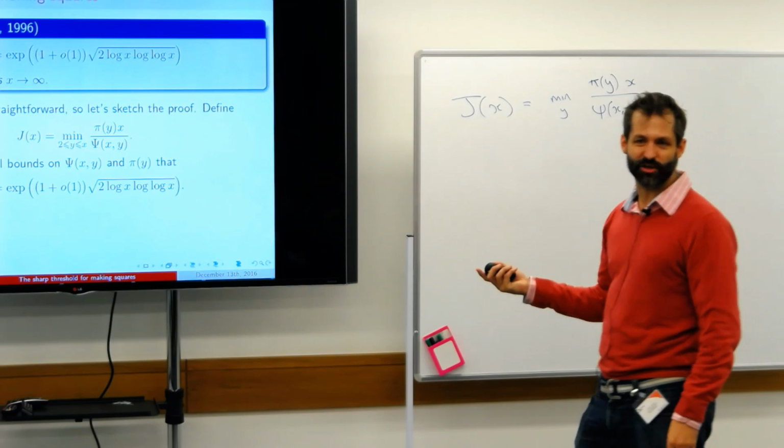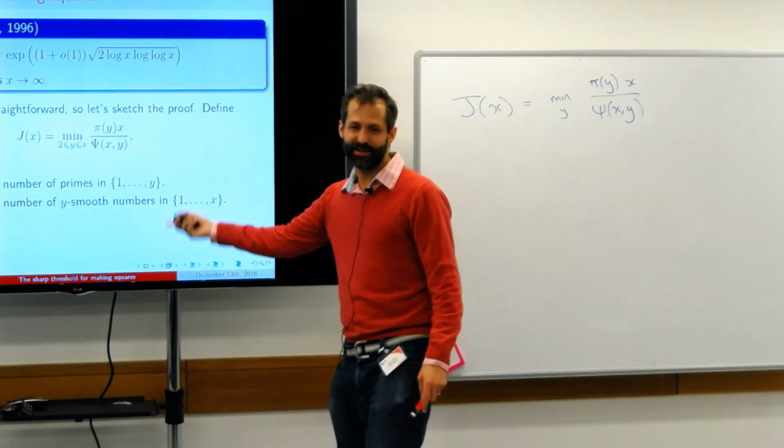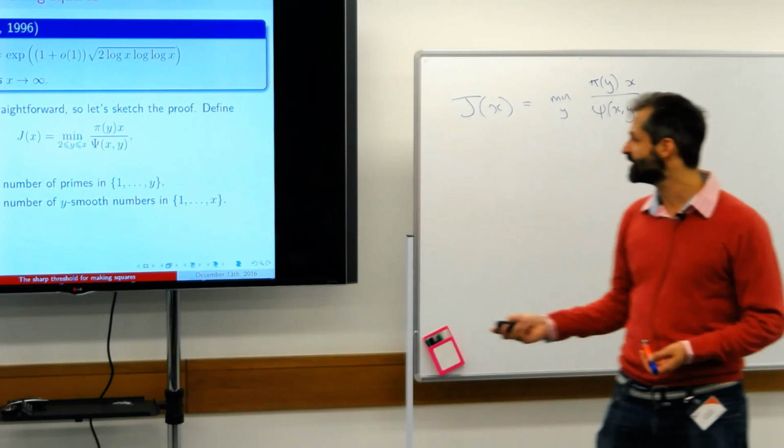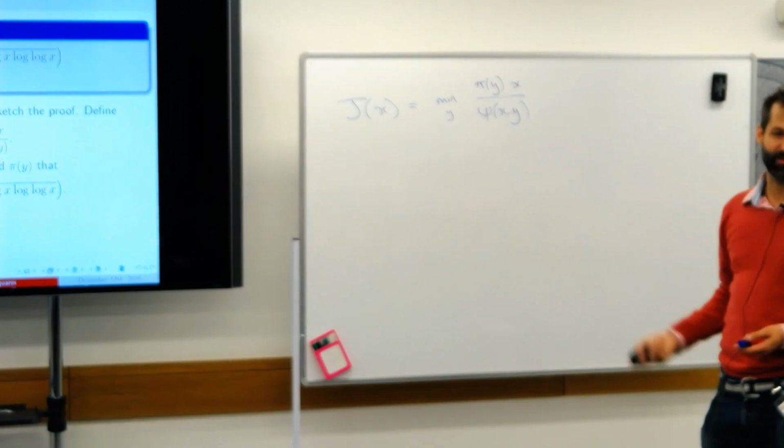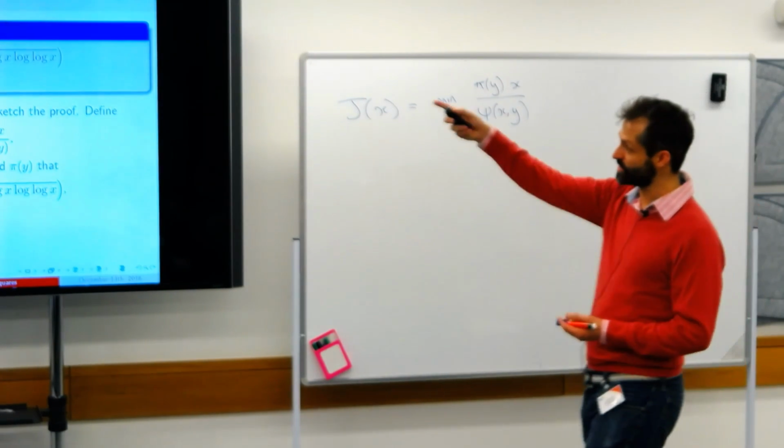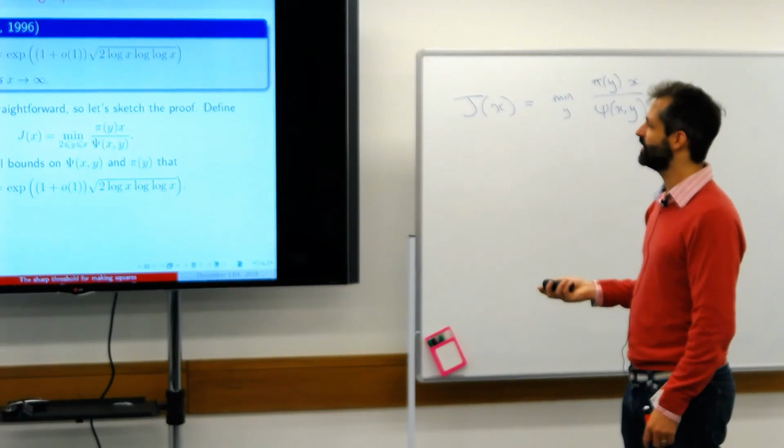and classical bounds on these numbers. So these two things have obviously been extensively studied by number theorists. Classical bounds tell us that this is roughly the order of magnitude of j of x. So this is the number that Pomerance proved.